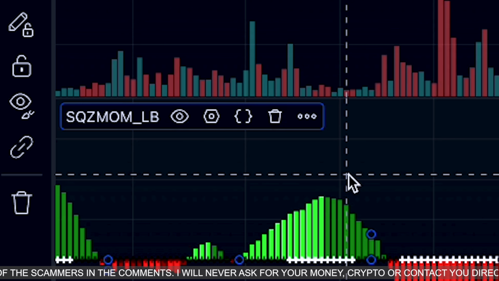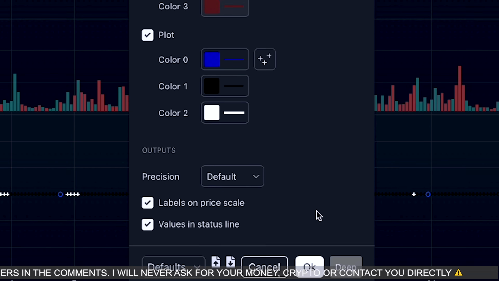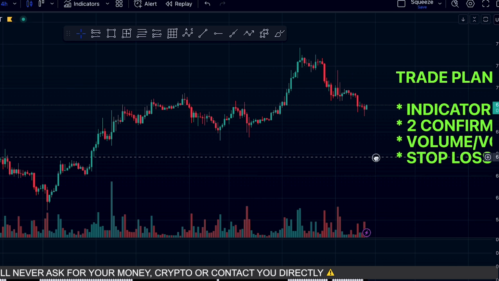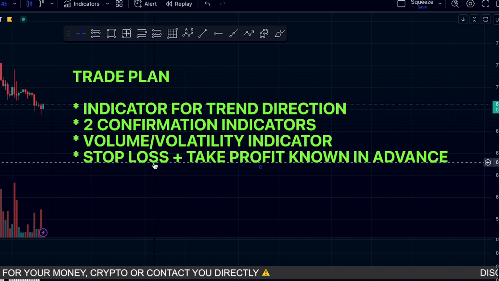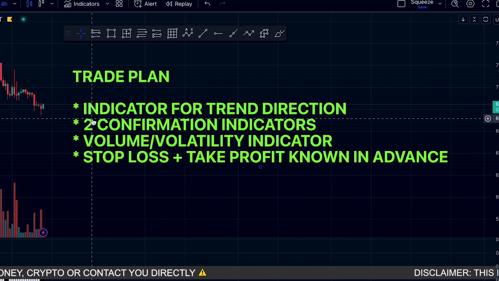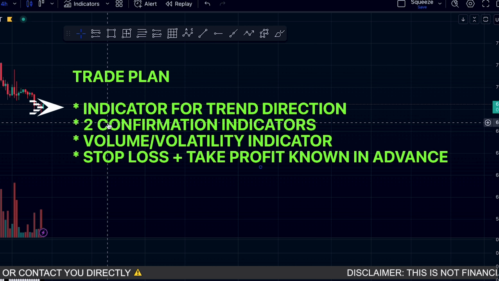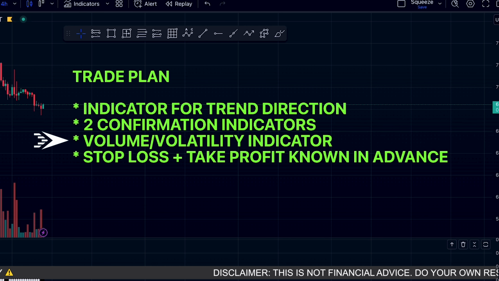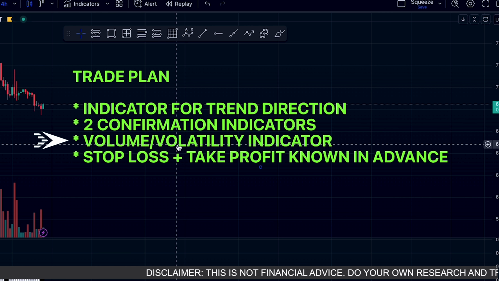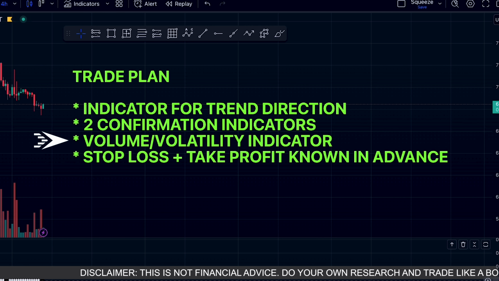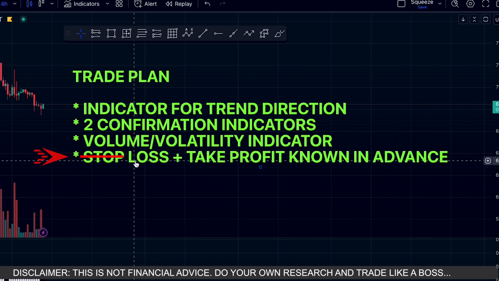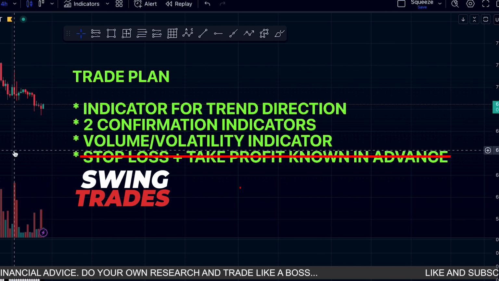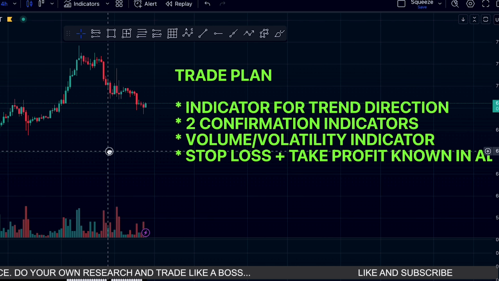Okay, so we're going to be removing the histogram itself, and we're just interested in the black and white crosses today. As always, we're going to be following our traders plan, which is we're going to be using an indicator for trend direction, where we'll be adding 2 indicators for the confirmation. We're going to be using the squeeze momentum for our volume or volatility indicator that's going to tell us when there's enough movement. And then we will not be using a stop loss indicator today, as we're going to be taking swing trades in this trading strategy.